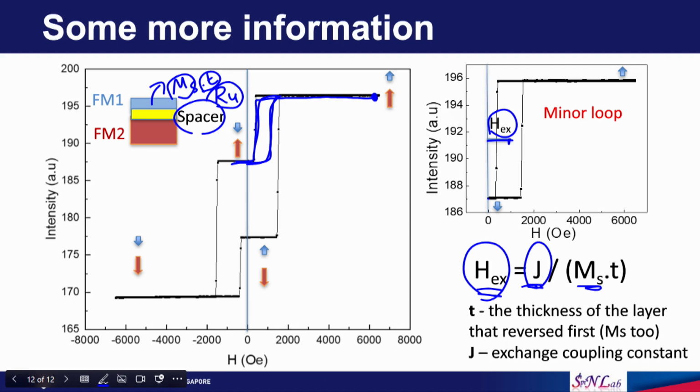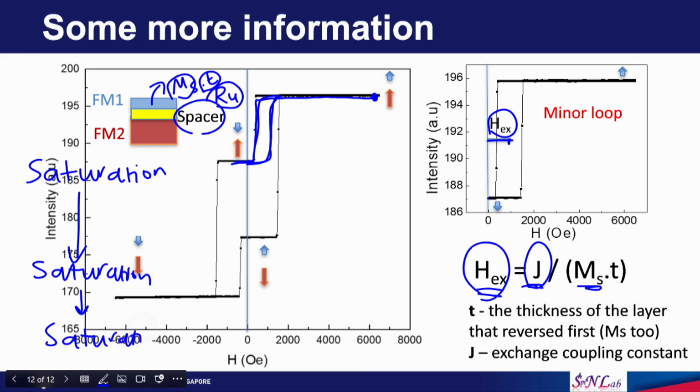Yes. Minor loop in the sense that it is leaving only, or sometimes if the loop is not closed, we say sometimes. So, basically if you go from saturation, a very large field that saturates all the layers, to the other side of saturation, then come back to saturation again, that is a major loop. But if you do not do that, then that is a minor loop.